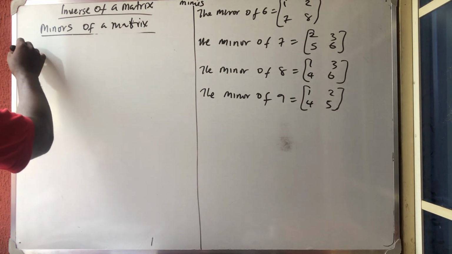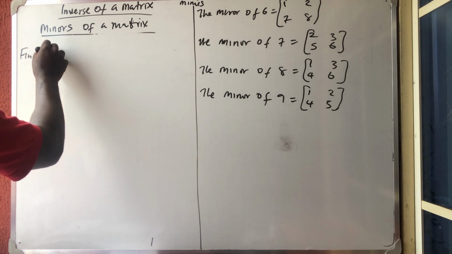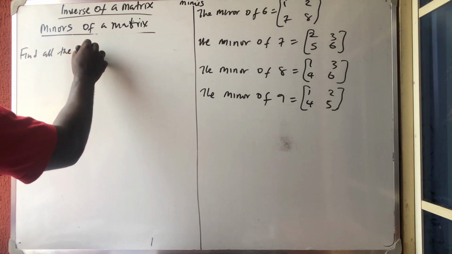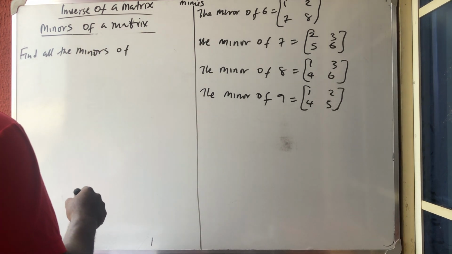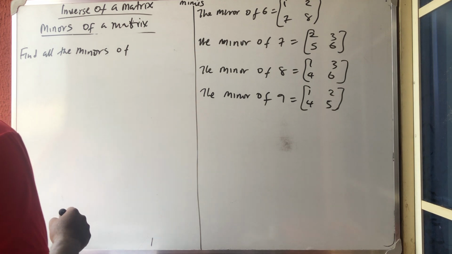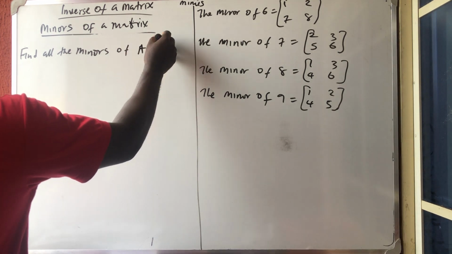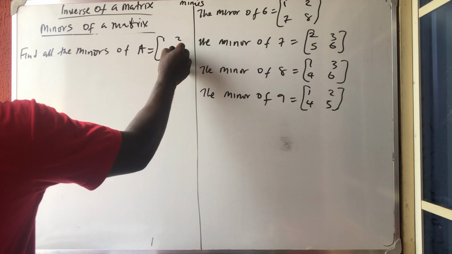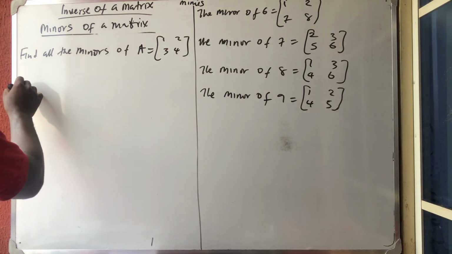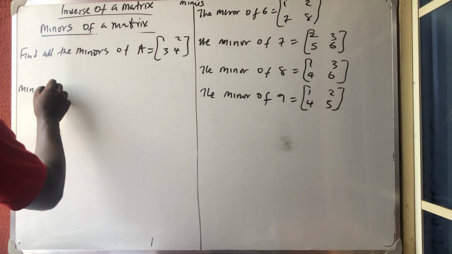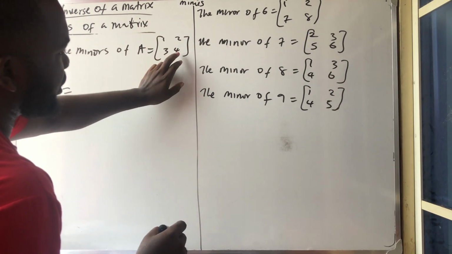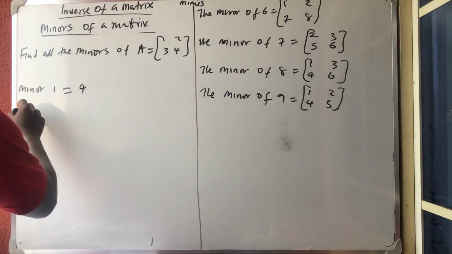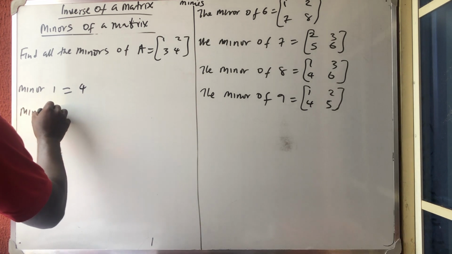So they said find all the minors of, obtain the minors of matrix A, which is what? 1 2 3 and 4. Okay, now so the solution, the minor of 1, look at 1 here. If I close the row and column of 1, the minor of 1 is what? 4.